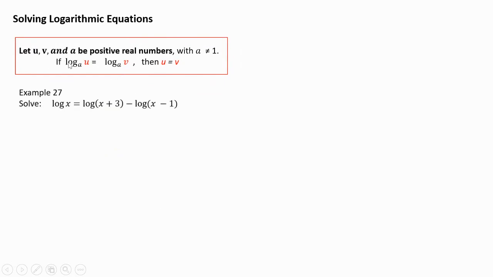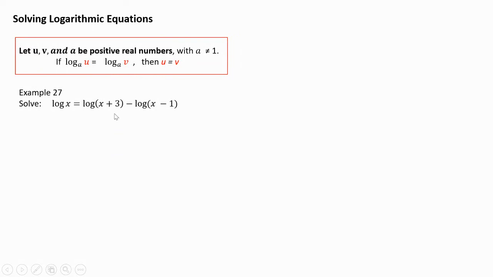So this is, if you have log base a of u equals log base a of v, then u must equal v. For example, here, this is example 27. I believe I need one more example, or this is the last one. I'm not sure, but I'll be done in about another 2 or 3 minutes.